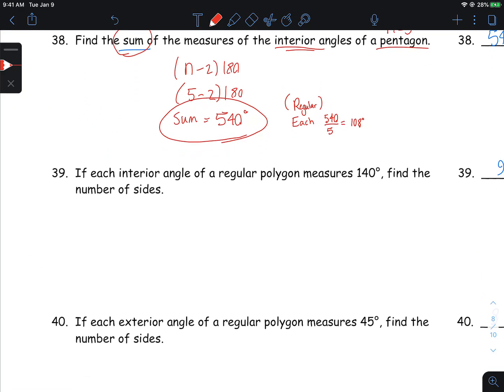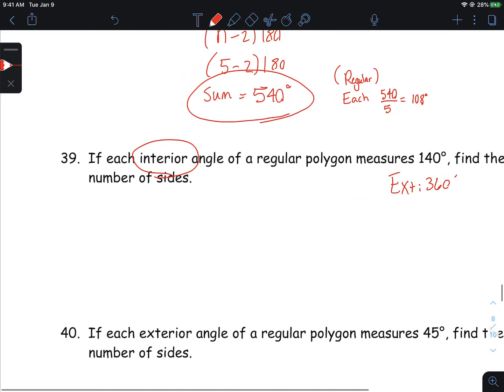If each interior angle of a regular polygon is 145, find the number of sides. Now I'm going to actually use the fact that the exterior angles sum to 360. Some of y'all might be saying, well hang on, they told me interior angles here. What you got to remember about an interior and an exterior angle, regardless of what they are, is that an interior angle makes a straight line with an exterior angle.